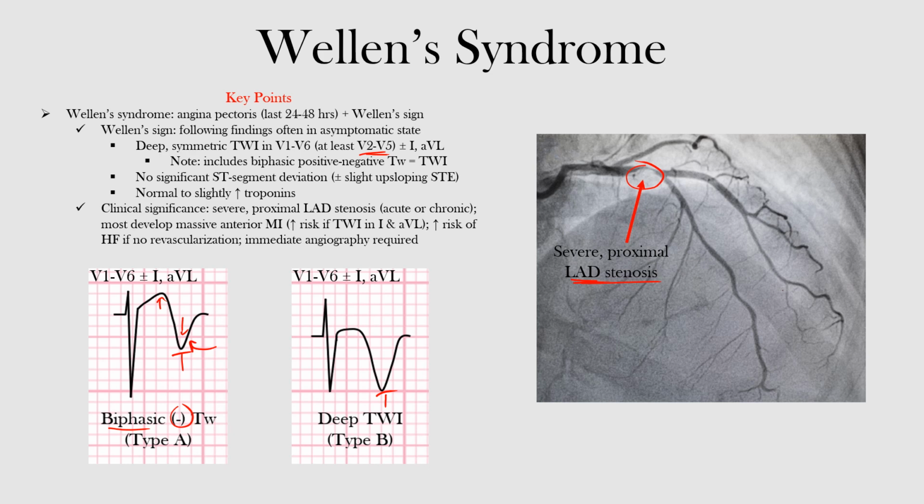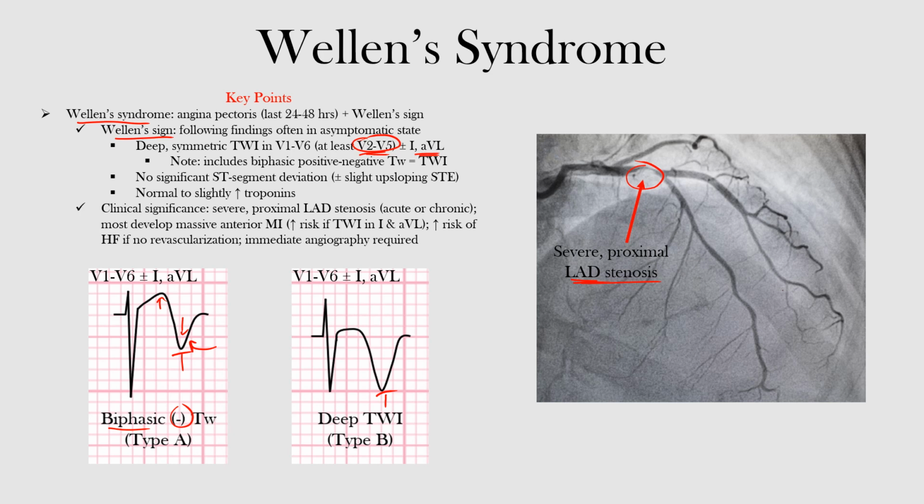Now let's just review what we discussed before we end here. Wellens syndrome is angina pectoris, so that chest pain of ischemia in the last 24 to 48 hours, plus Wellens sign. Usually these patients present asymptomatic, and then all of a sudden have these deep symmetric T waves inverted in leads V1 through V6, or at least V2 through V5, plus or minus 1 or AVL. And we said the biphasic positive negative T waves still represent that inverted T wave.